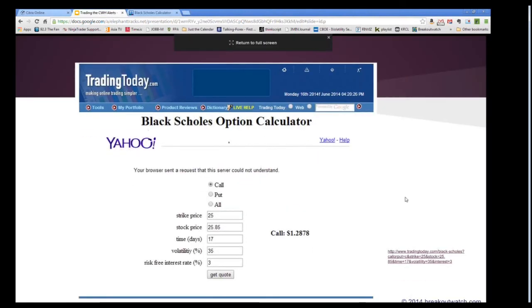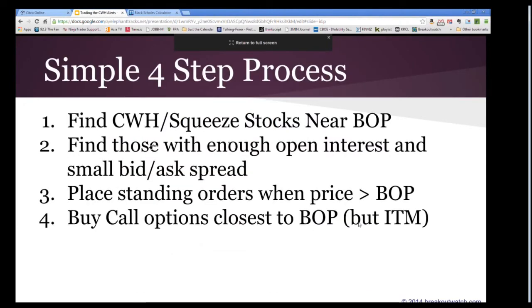All right, let's go back to our thing. So here's a simple 4-step process for trading off of this watch list. We find the cup with handle and squeeze stocks that are near their breakout price. Well, that's what makes them go on the watch list. Within that, we're going to look at each of those on that watch list and find those that have enough open interest and small bid and ask spread in the option. I'll show you how to do that on TOS. Your trading platform should have all that.